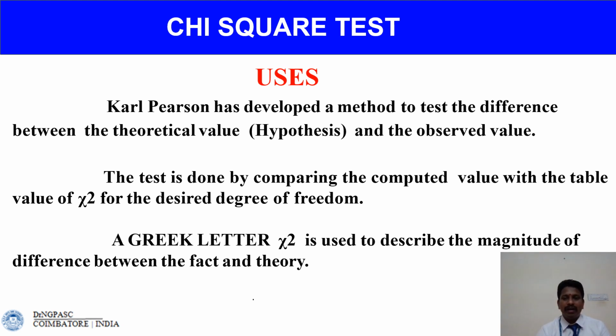Any notation or symbol used may be either a Greek or a Latin word. In a mathematical notation, chi-square is a Greek letter. Chi-square is used to describe the magnitude of difference between the fact and the theory.